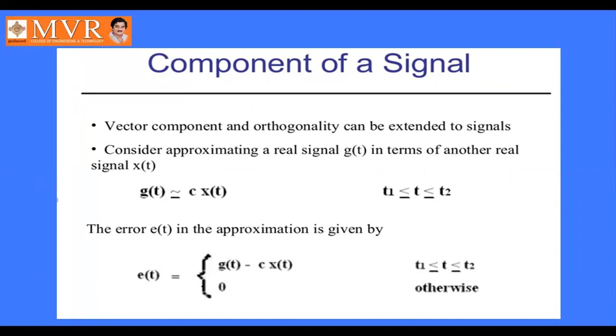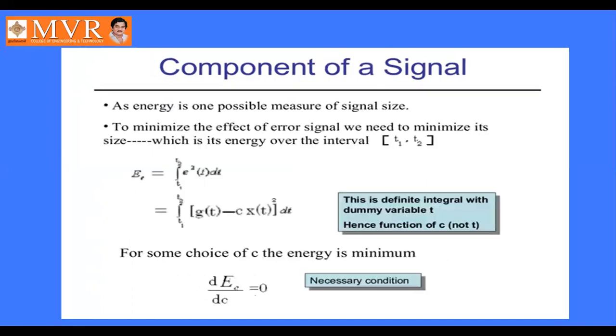Consider approximating a real signal g of t in terms of another real signal x of t. We approximate g of t as c into x of t, for the particular bounded interval t1 less than or equal to t less than or equal to t2. The error signal e of t in the approximation is given by e of t equal to g of t minus c into x of t for t1 less than or equal to t less than or equal to t2, and it is 0 otherwise.